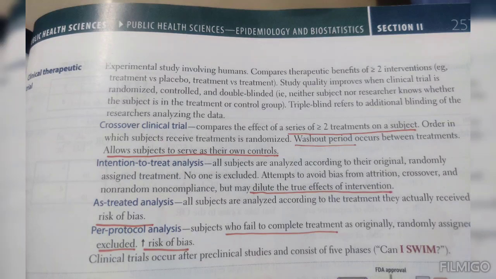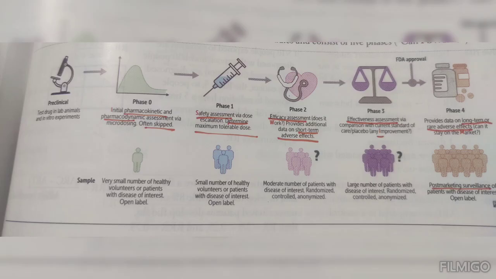As treated analysis, all subjects are analyzed according to the treatment they actually received. So there would be increased risk of bias in as treated analysis. Per protocol analysis, subjects who fail to complete treatment as originally randomly assigned are excluded. We can also see increased risk of bias here in per protocol analysis.